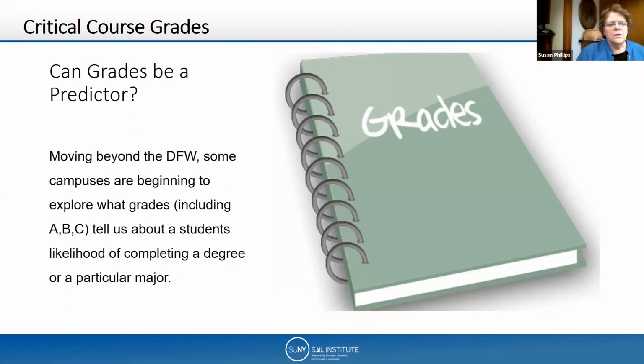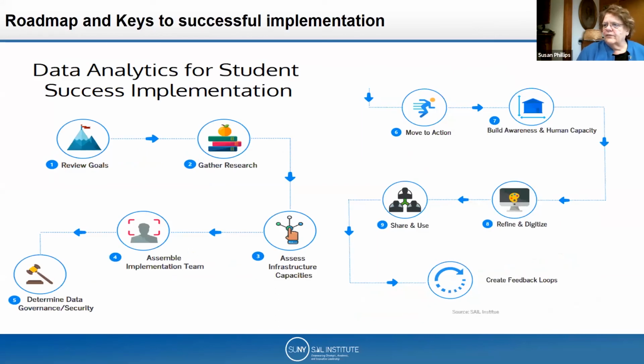Yeah. So in the one minute that you have left before you have to head out, a quick roadmap: the next slide is data analytics for student success and implementation. You start with your goals. You gather information and research. Then assessing infrastructure capacities, that means, do you have ways of collecting data? This is sometimes the hardest thing. I can't get that data, or I don't have institutional research to help me, or I don't have time to gather the data.